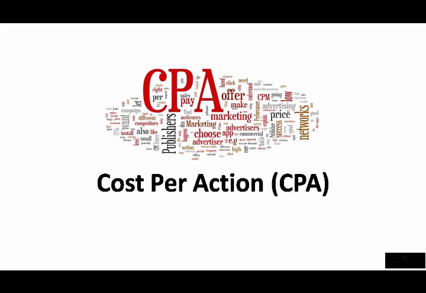In this video course, I'm going to teach you what cost per action is and why you should choose cost per action as your affiliate marketing. In affiliate marketing, there are a lot of ways to make money. The most popular is by simply promoting someone's product. If they click your link and they buy, you get a commission.